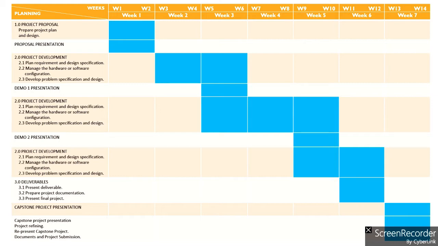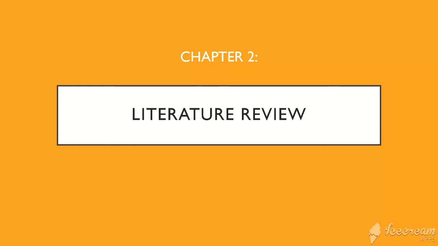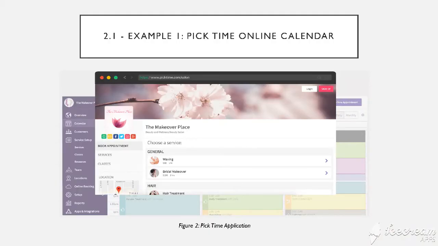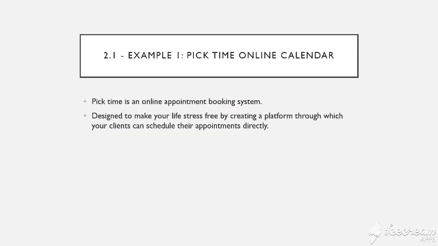This is the fifth part of Chapter 1, Gantt chart. The table also shows how we plan the weeks for developing this application. The next chapter is Chapter 2, literature review. First example is Speedtime online calendar. Speedtime is an online appointment booking system designed to make your life stress-free by creating a platform through which your clients can schedule their appointments directly.